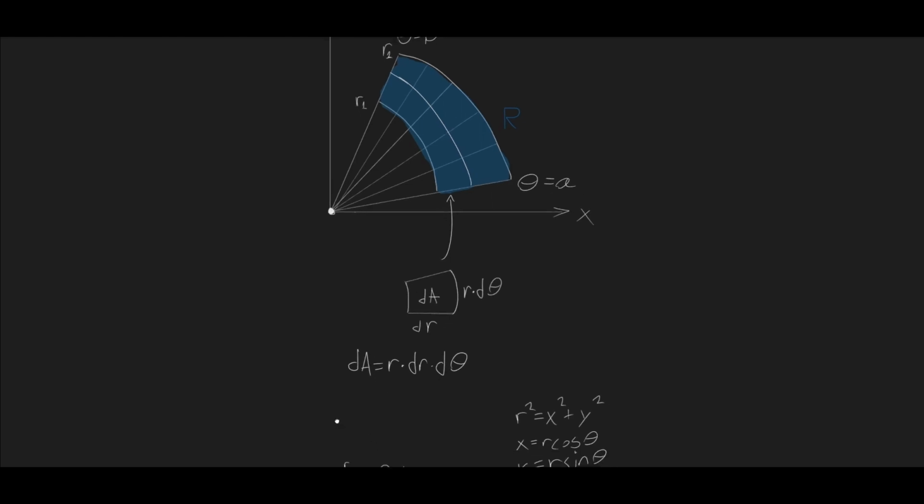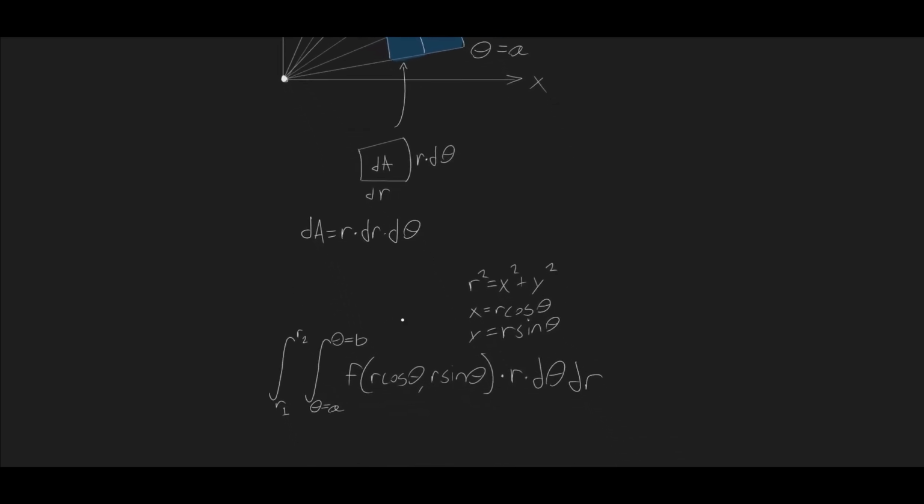So when we're taking the double integral, we need to swap out all of our x's and y's for r's and thetas. So it's going to be the integral from r1 to r2 for our radius, the integral from theta equals a to theta equals b of f of r cosine theta, comma, r sine theta, because r cosine theta is equal to x and r sine theta is equal to y. And another important conversion that you should know is that r squared is equal to x squared plus y squared.